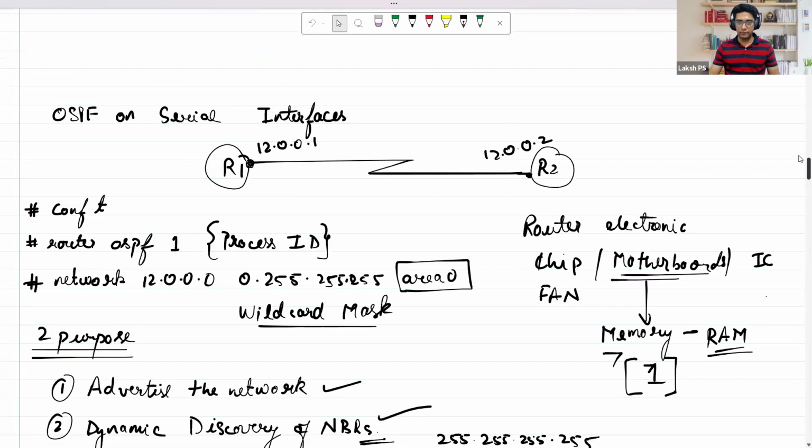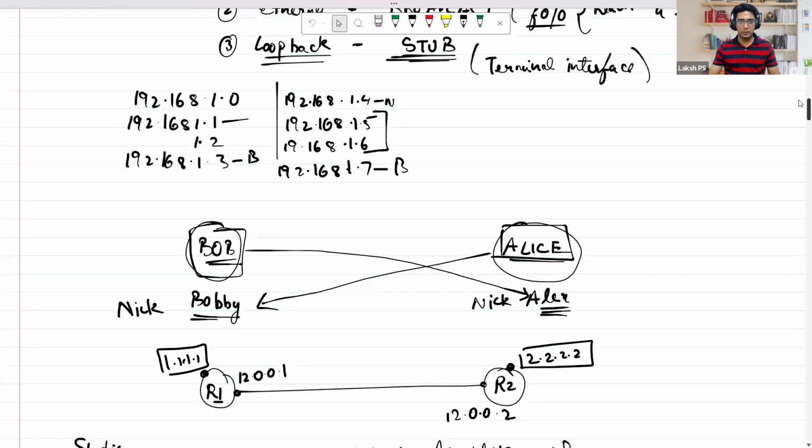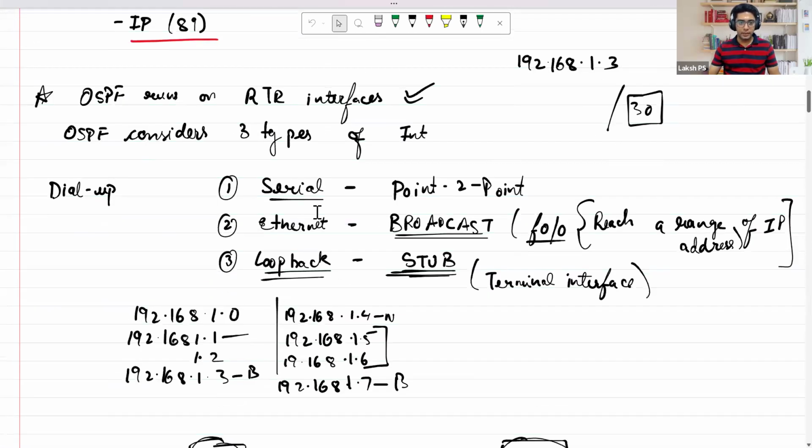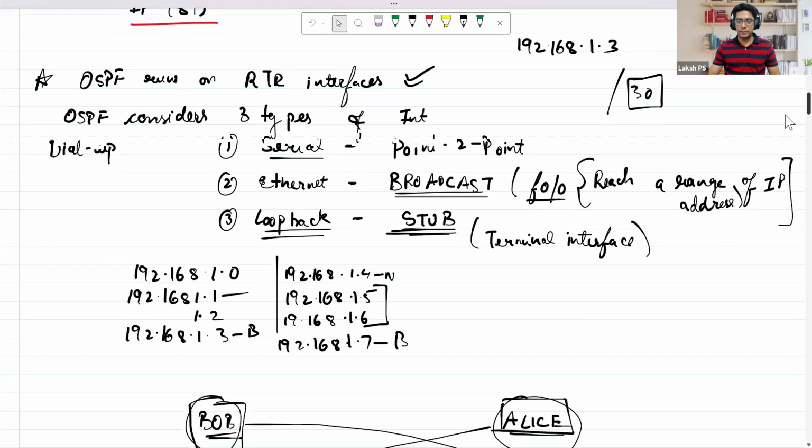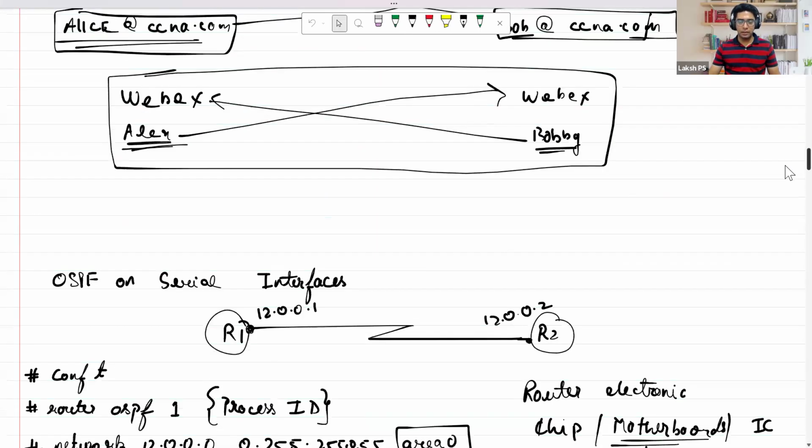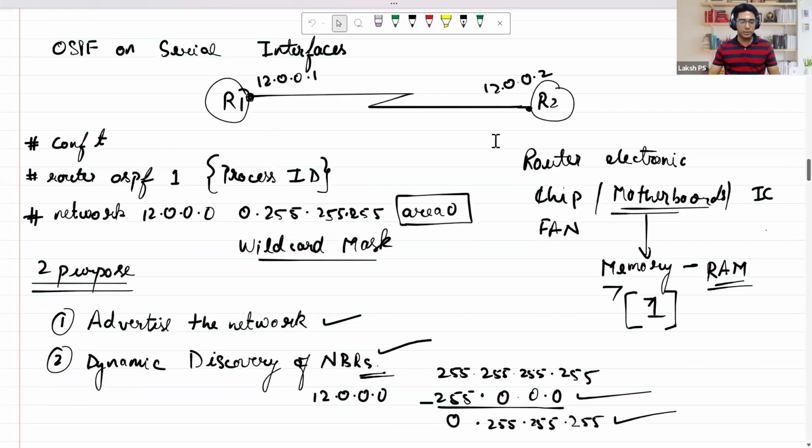One is the serial interface, then the other is Ethernet interface, then the last one is loopback. This is what we saw, and we started discussing the OSPF states based on serial interface.